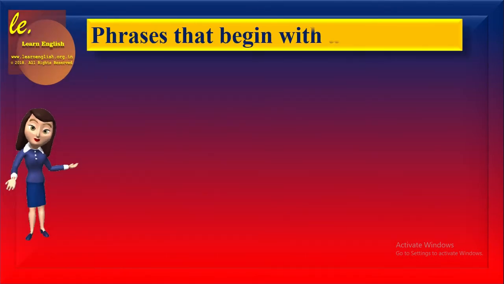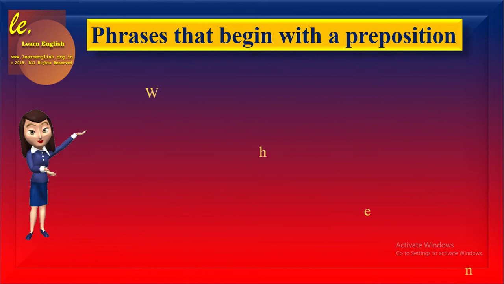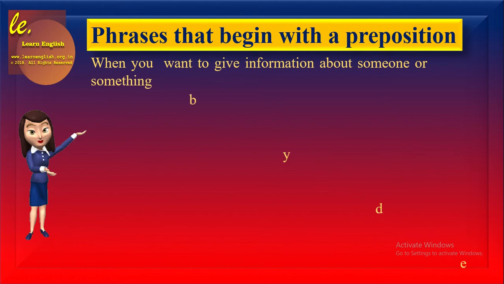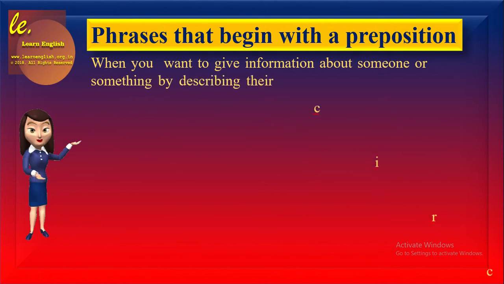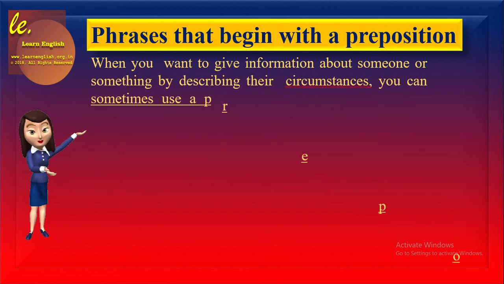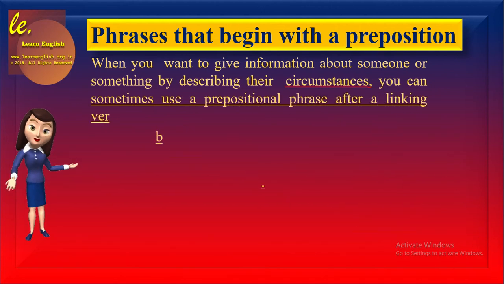Phrases that begin with a preposition. When you want to give information about someone or something by describing the circumstances, you can sometimes use a prepositional phrase after a linking verb.